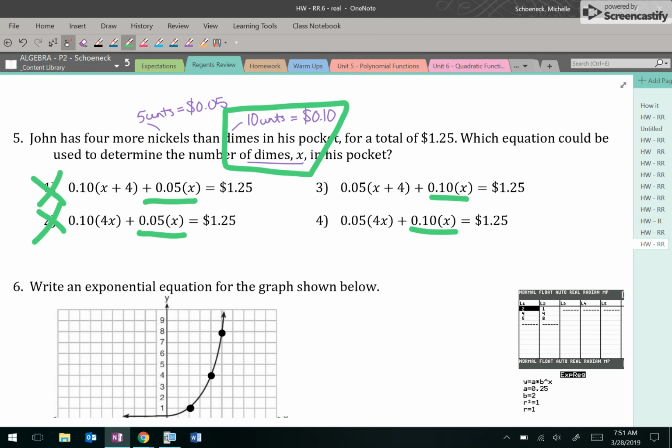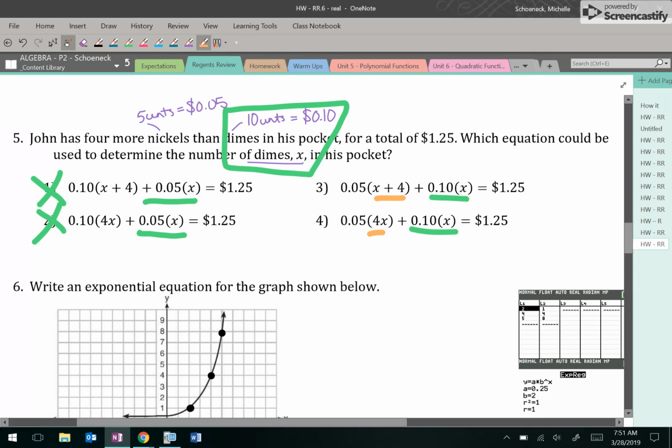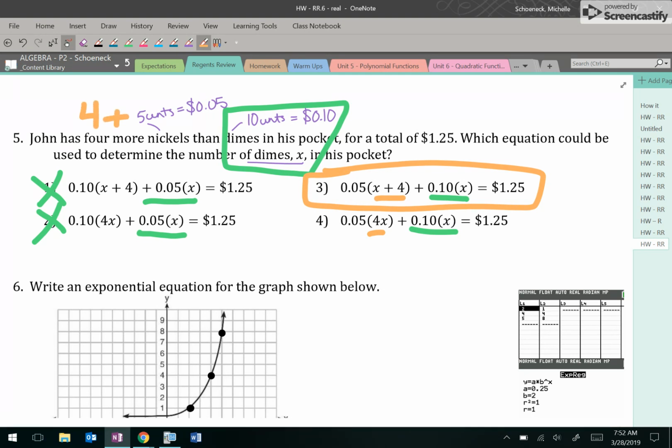That leaves me with answer choice 3 or 4. And the difference between 3 and 4 is what's inside the parentheses being multiplied by the nickels. One of them means 4 more than, and one of them means 4 times as many. So answer choice number 3, 4 more than, means we are adding 4.